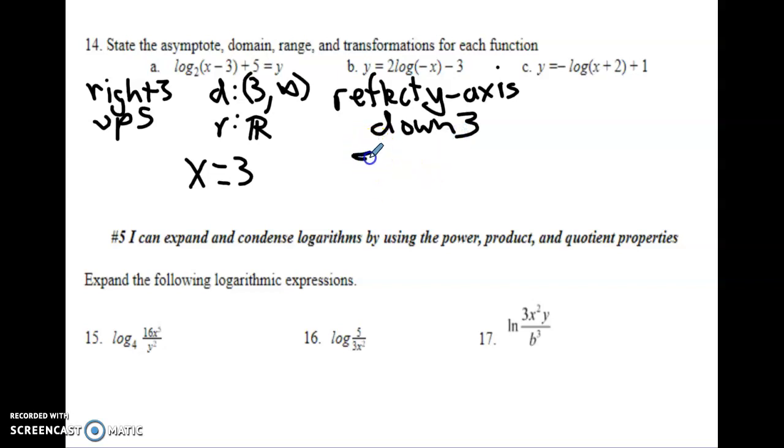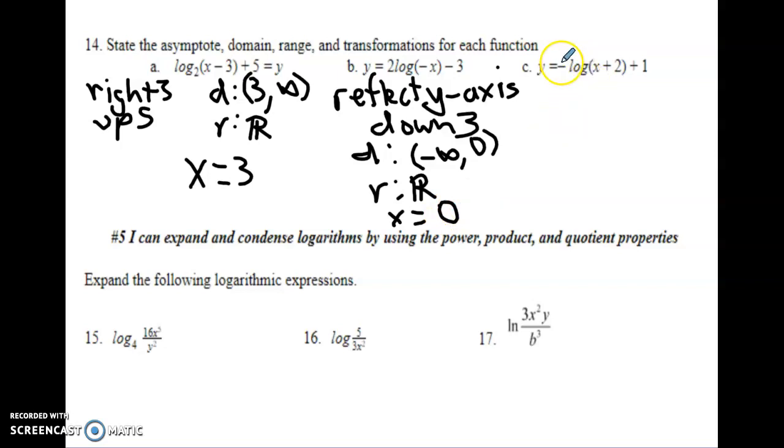And then when we look at the domain, because it's been reflected across the y-axis, that means that instead of going from 0 to infinity, now the domain goes from negative infinity to 0. And the range is still all real numbers. And the asymptote will be at x equals 0. The asymptote didn't change even though the reflection of the graph did.